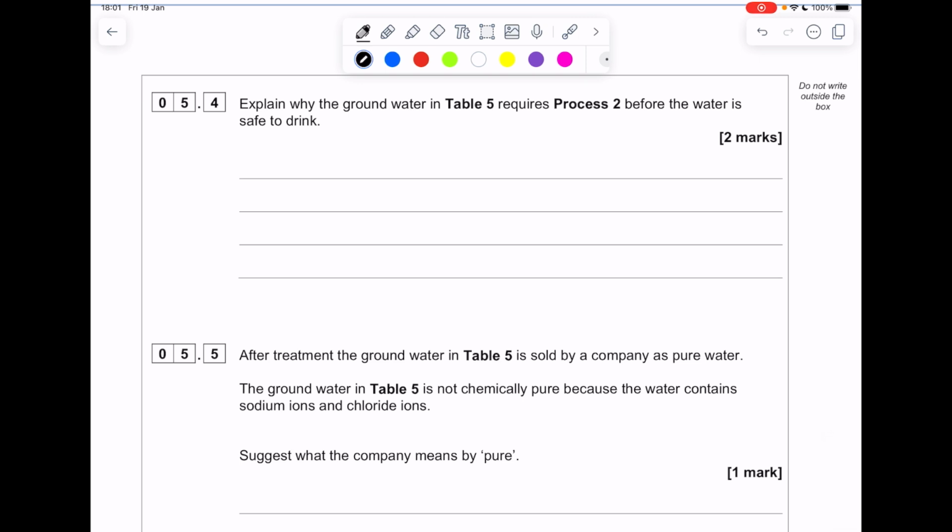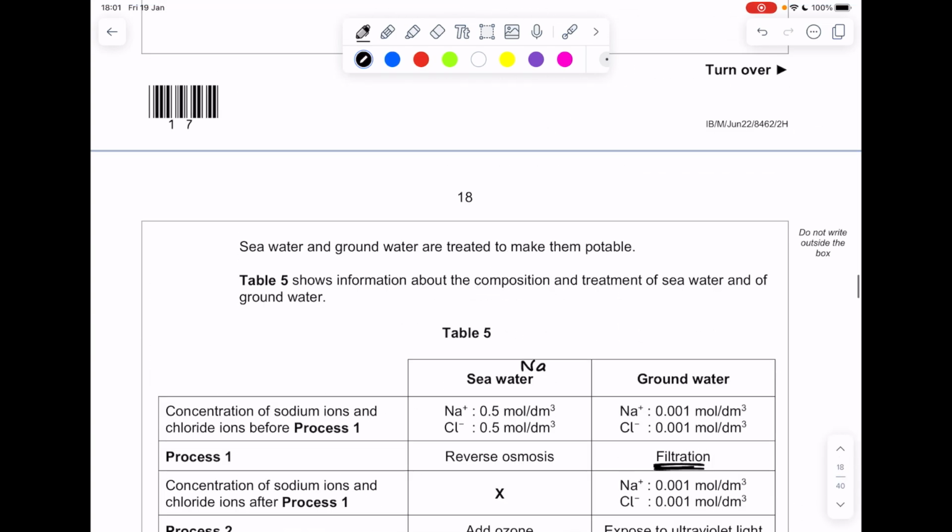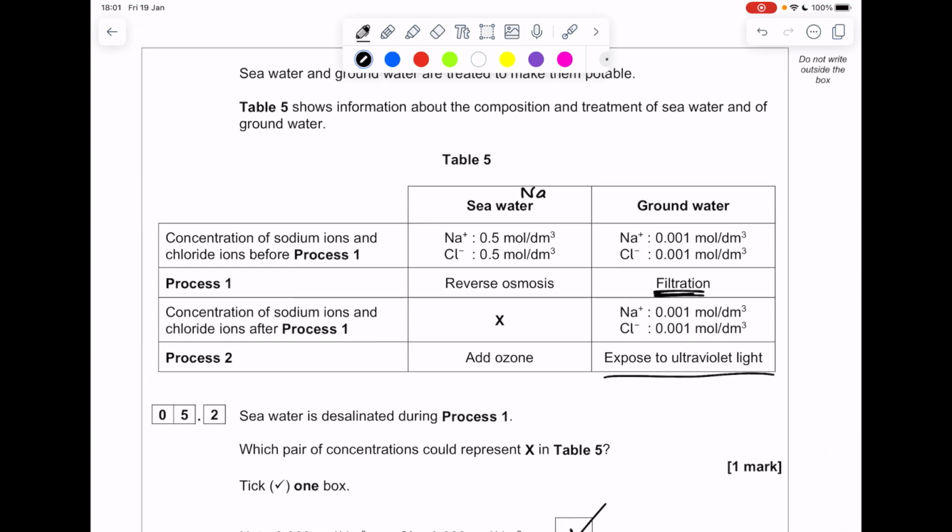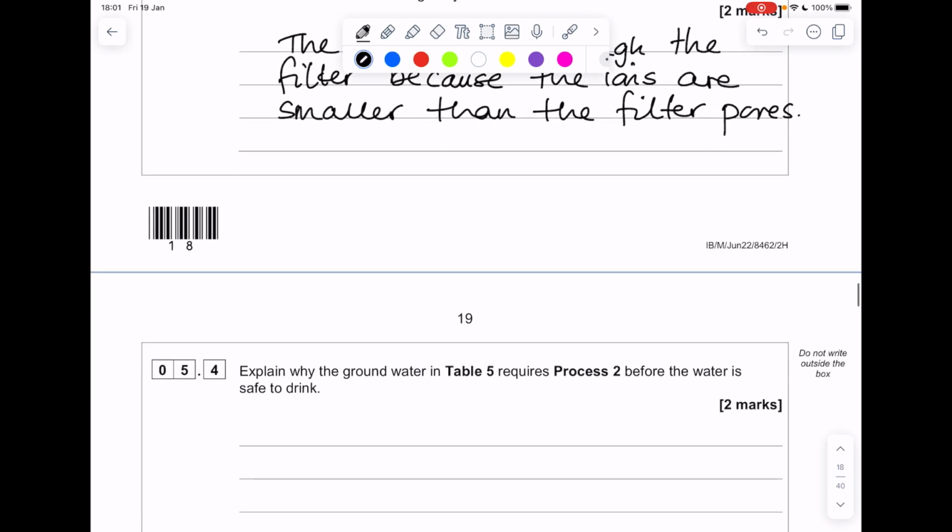Explain why the groundwater in table 5 requires process 2 before the water is safe to drink. Process 2 is exposure to ultraviolet light. That will kill any pathogens present and make sure that water is sterilised.